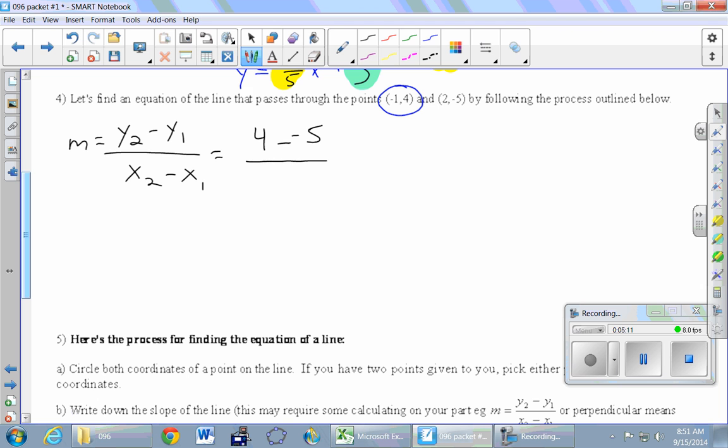As soon as I do 4 minus -5 on top, I am saying I'm subtracting in this order. So there's only one right thing to put on the bottom. What minus what? -1 minus 2. Just got to be consistent with your order on top and bottom. Okay. So this is equal to, upstairs is 9, right? 4 plus 5. Downstairs is -3. And it happens to reduce. It doesn't always, but this one does.